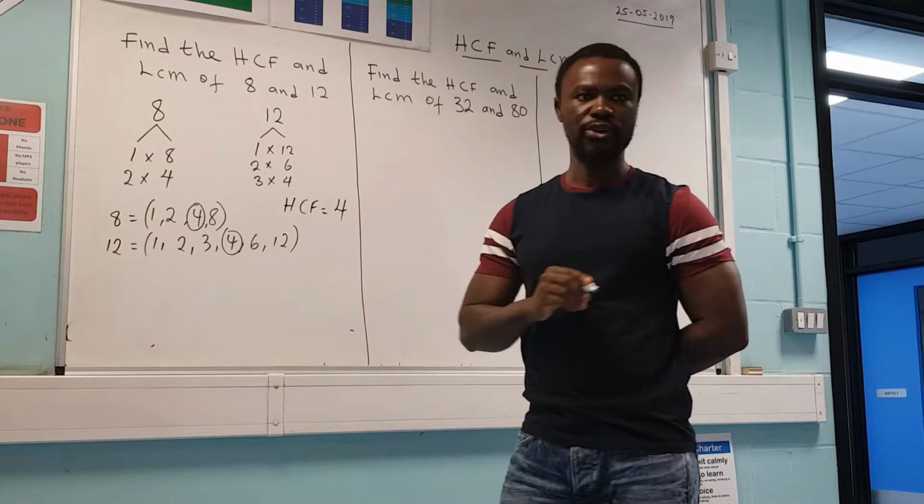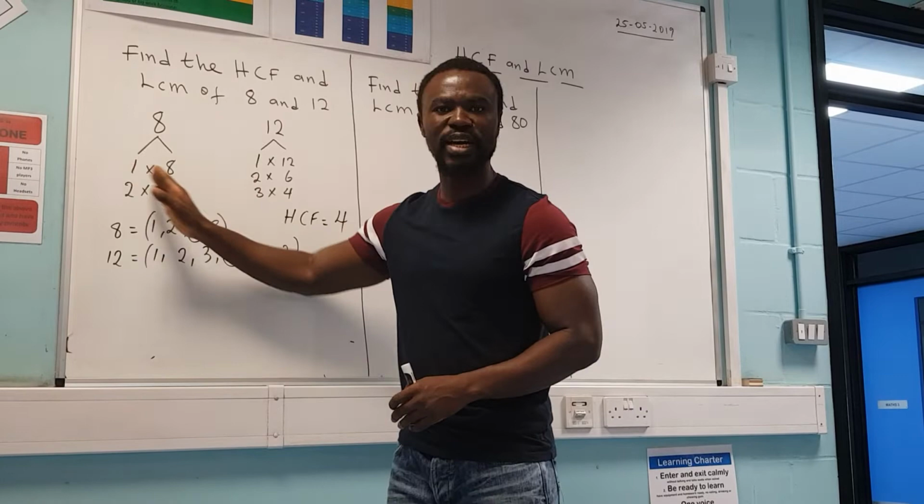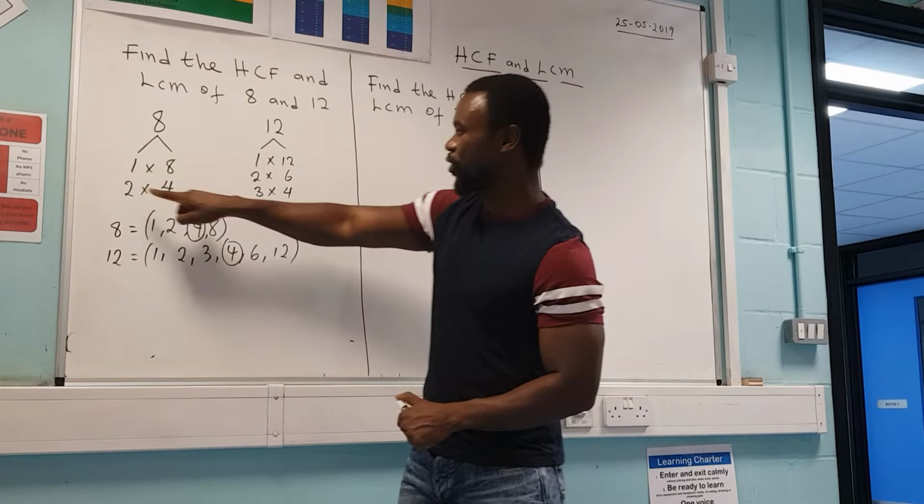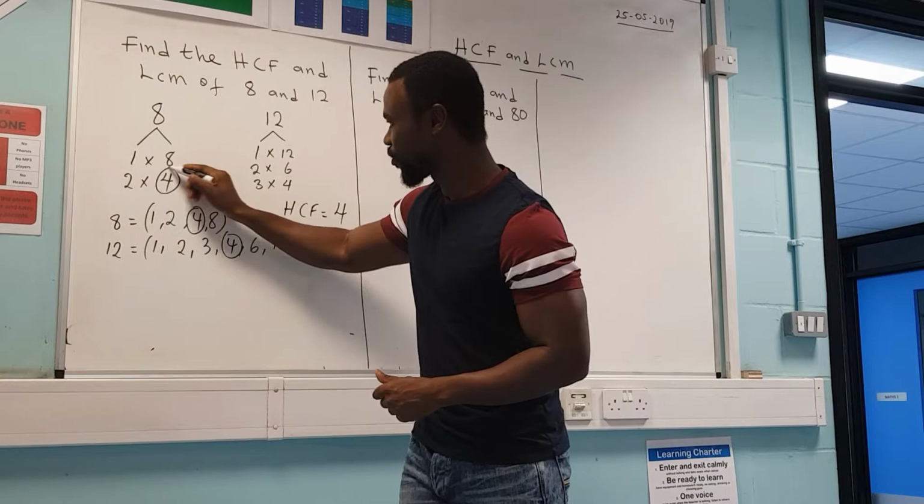That's the way to go about it. Always write down the two numbers that multiply to give you the number. Write all of them down, including 1 and the number itself. Then you can write it in this way. Select which one is the highest one you can see. If you look at it from here, 4 is here. If you look at it from here, 4 is there. So even from this point, it's easy to select the highest common factor.